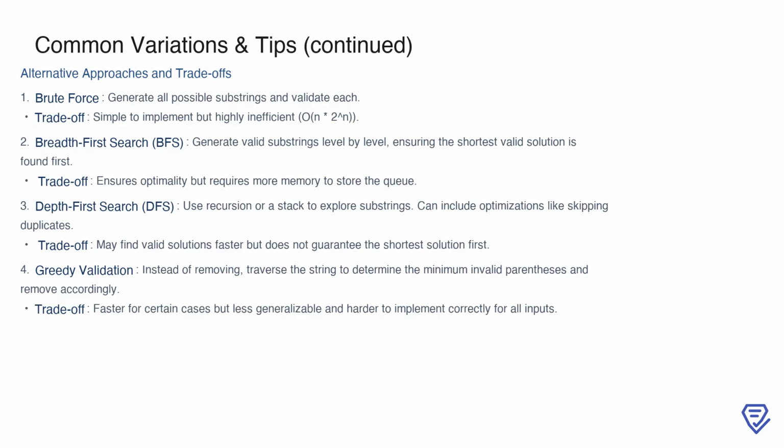Lastly, there's the greedy validation approach, which focuses on traversing the string to determine the minimum number of invalid parentheses and removing them accordingly. This can be faster for specific cases, but it's less generalizable and can be more challenging to implement correctly for all inputs. Each method has its strengths and weaknesses, so understanding the trade-offs is key to selecting the best approach for the problem at hand.